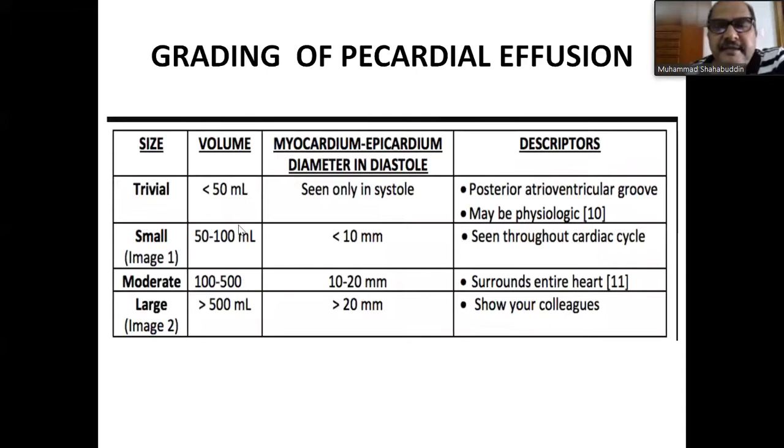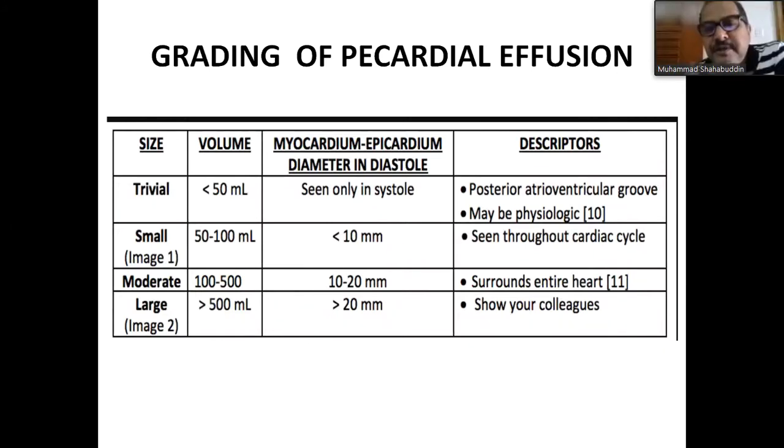Grading of the pericardial effusion is trivial, small, moderate, and large, depending upon the volume and the pericardial diameter in diastole. Trivial is less than 50 ml, seen only in systole. Small is 50 to 100 ml, and less than 10 millimeters. Moderate is 10 to 20, and large is more than 20 millimeters. It should be measured in diastole. So it is a clear description of mild, moderate, and severe.